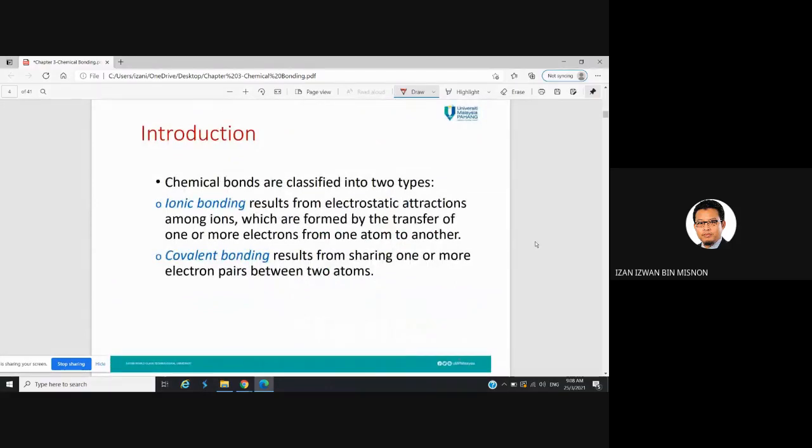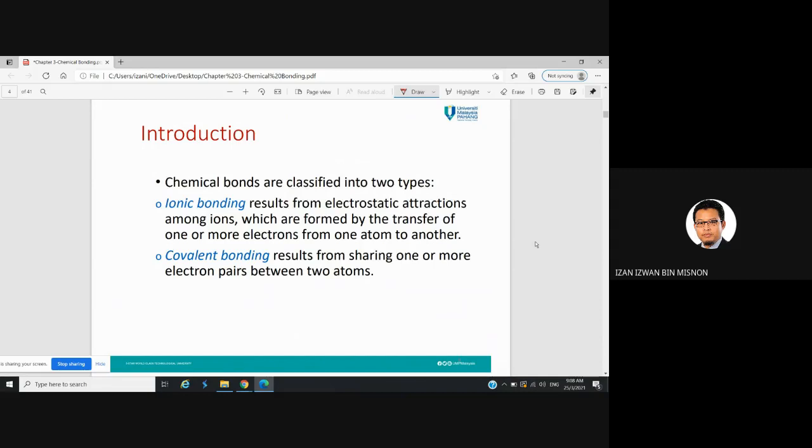In chemical bonds, they are classified into two types. The first one is ionic bonding. This results from the electrostatic attraction among ions, which are formed by the transfer of one or more electrons from one atom to another. To cut it short, ionic bonding must involve donating or transfer of electrons. One element needs to donate electrons, and one element needs to accept the electrons. That's how the transference of electrons takes place. That is ionic bonding.